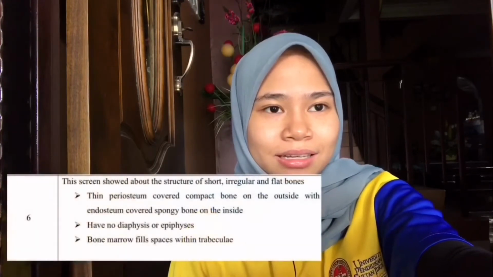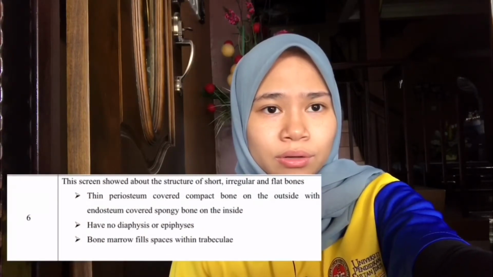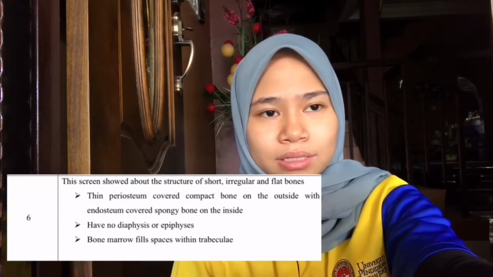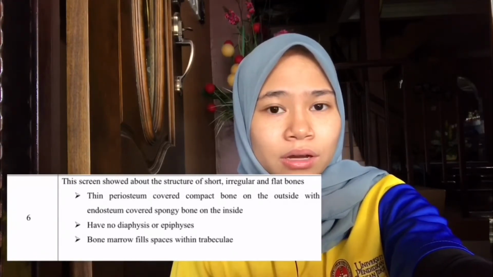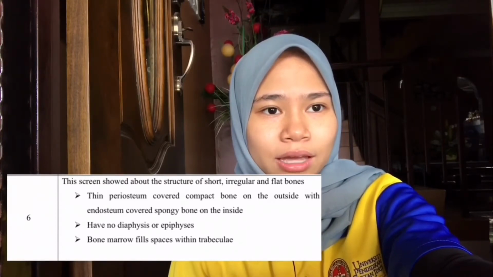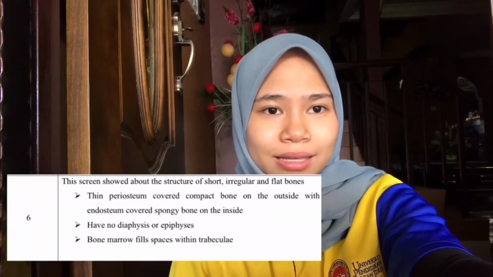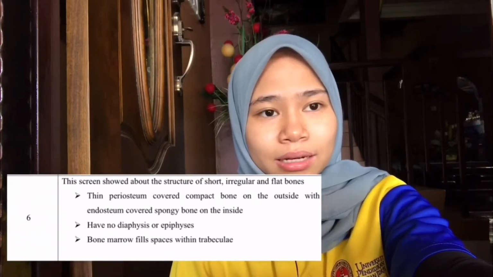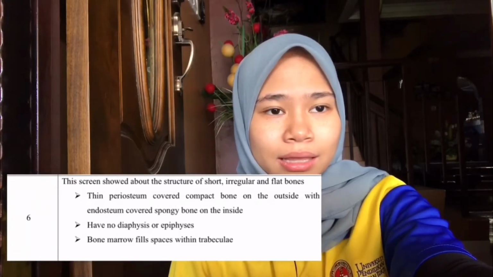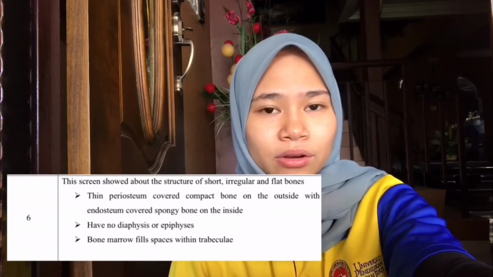Screen 6. The screen shows the structure of short, irregular, and flat bones. First, thin periosteum covers compact bone on the outside with endosteum covering spongy bone on the inside. Second, have no diaphysis or epiphysis. And third, bone marrow fills spaces within the trabeculae.